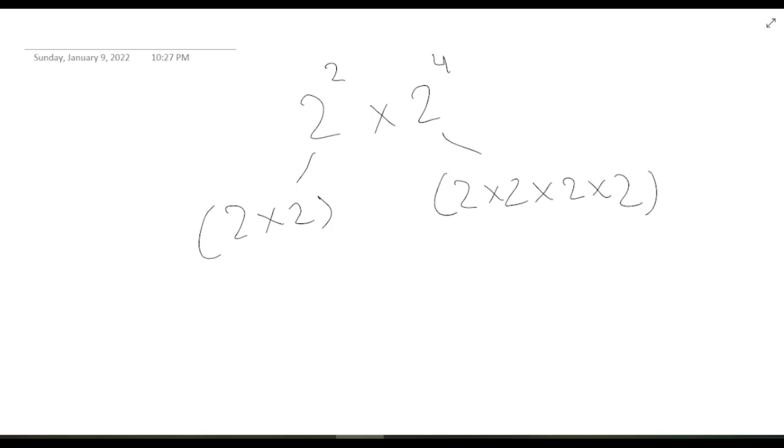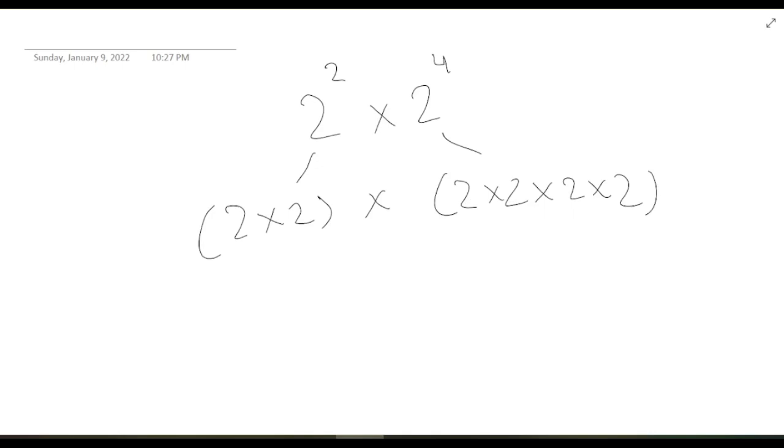And remember, because we are multiplying them, right? We're multiplying these two exponents, then we can just bring down this multiplication sign. Because we are multiplying 2 times 2, which is 2 to the second, and 2 times 2 times 2 times 2, which is 2 to the fourth. Now look what we have.